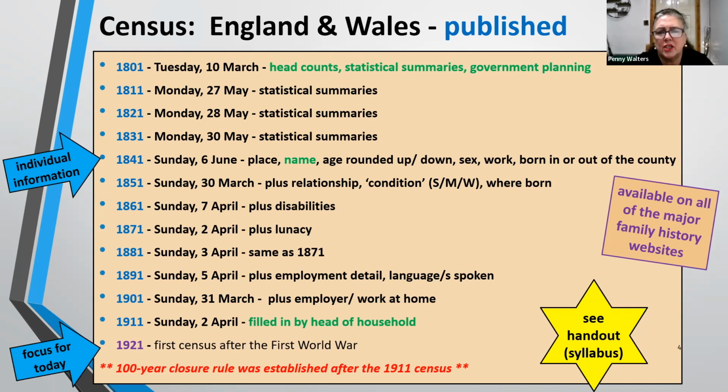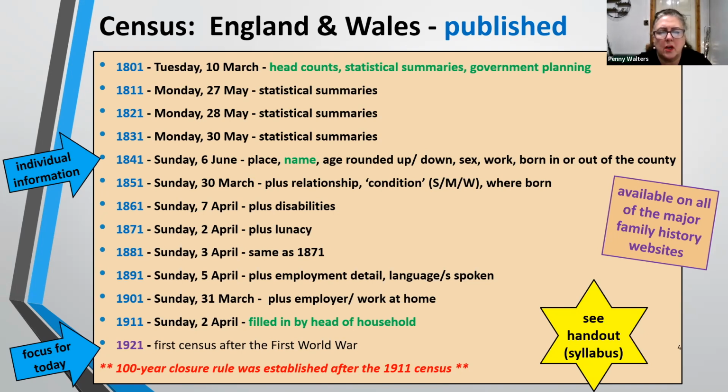1851, relationships and single, married or widowed, and where you were born was added. 1861, a column about disabilities. 1871, a column about lunacy. 1881 was the same as 1871. 1891 gave employment details and, quite interestingly, languages spoken. So that's useful for Welsh families.